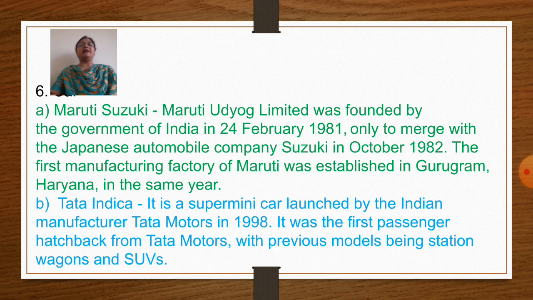Next brand, Tata Indica. It is a super mini car launched by the Indian manufacturer Tata Motors in 1998. It was the first passenger hatchback from Tata Motors, with previous models being station wagons and SUVs.